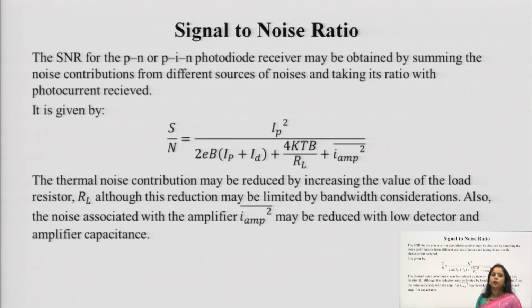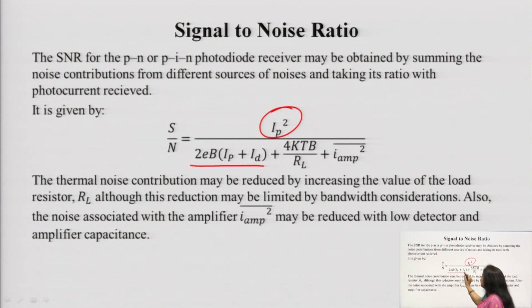Now, the signal to noise ratio. Signal to noise ratio is a very important parameter at the receiver section, and it is basically given by the signal received and the noise. So, at the detector section we are receiving the signal in terms of I_P square and all sorts of noises which are received by us at the receiver section.